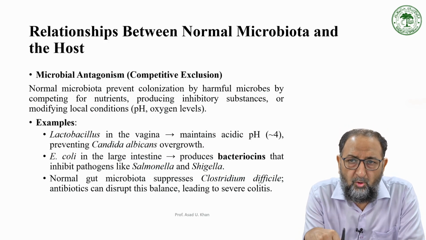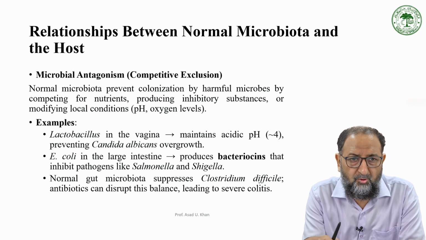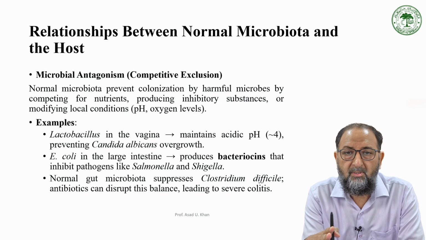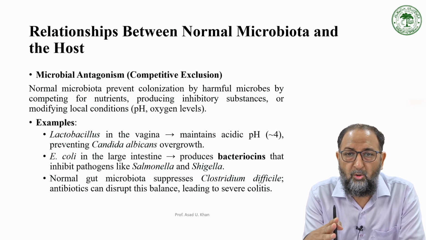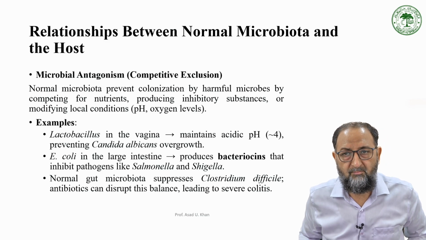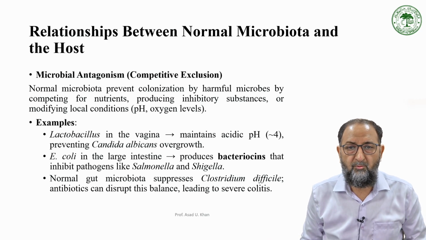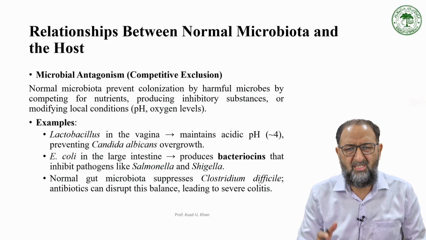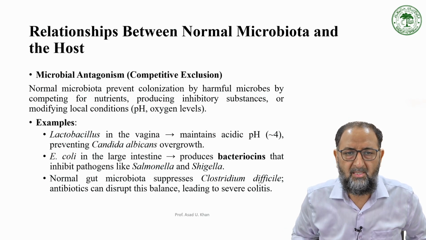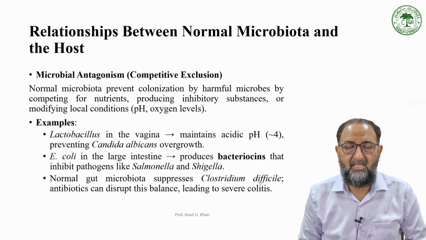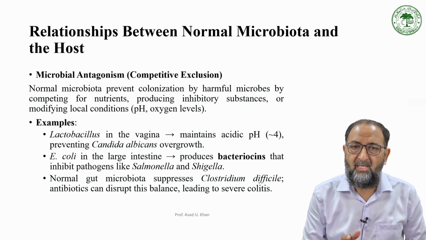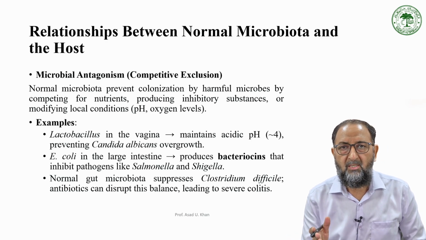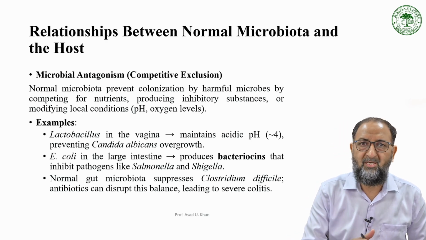Now, the relationship between the normal microbiota and the host. First, microbial antagonism, which is called competitive exclusion. Normal microbiota prevent colonization by harmful microorganisms by competing for nutrients, producing inhibitory substances, or modifying local conditions like pH, oxygen level, and some other conditions. This is called microbial antagonism. It means normal microbiota prevent the colonization by harmful microbes. One microbe inhibits the growth of other microorganisms.